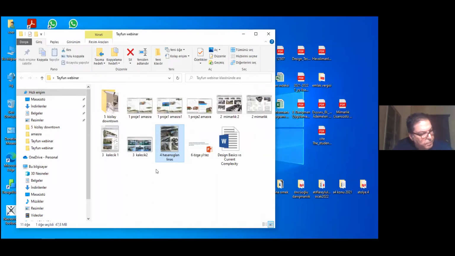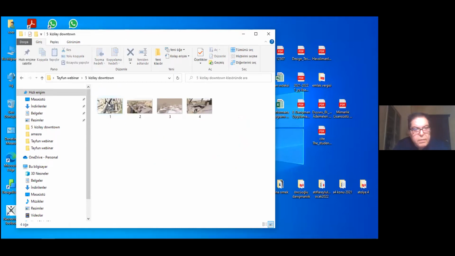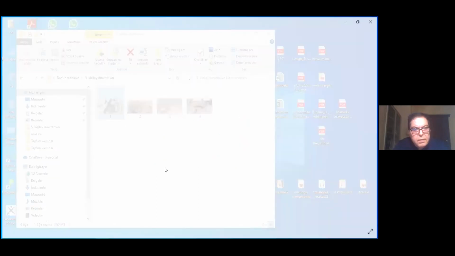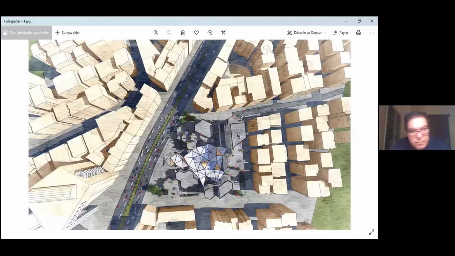And the other one, this is the redesign of downtown Ankara, Kızılay. In data analysis, students stated that the intense building, a lot of building, is the main problem in downtown, and the lack of pedestrian areas.